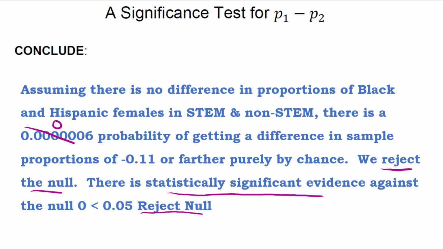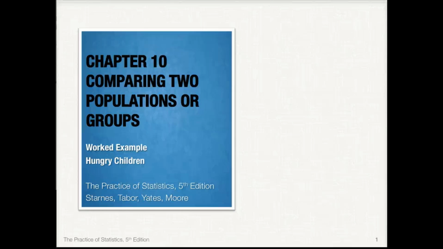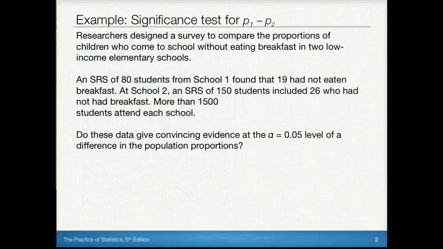So again, let's go over a couple examples out of the book, and therefore you can get a little bit more practice with this. Hey, this is Jason Molesky. In this example, let's carry out a significance test for the difference between two population proportions. Researchers designed a survey to compare the proportions of children who come to school without eating breakfast in two low-income elementary schools. As we saw in our previous examples, a simple random sample of 80 students from School 1 found 19 had not eaten breakfast, while at School 2 a simple random sample of 150 students included 26 who had not had breakfast. And recall, more than 1,500 students attend each school.